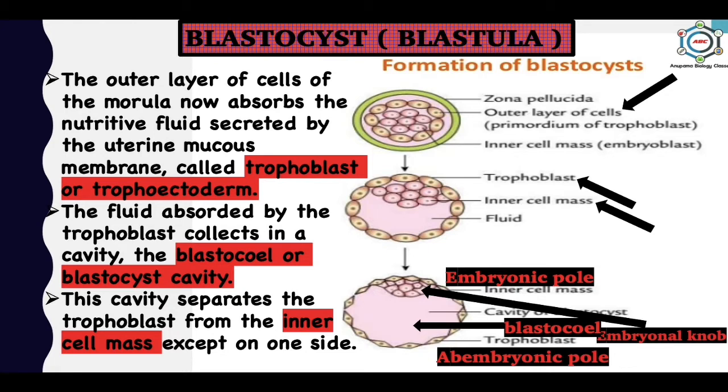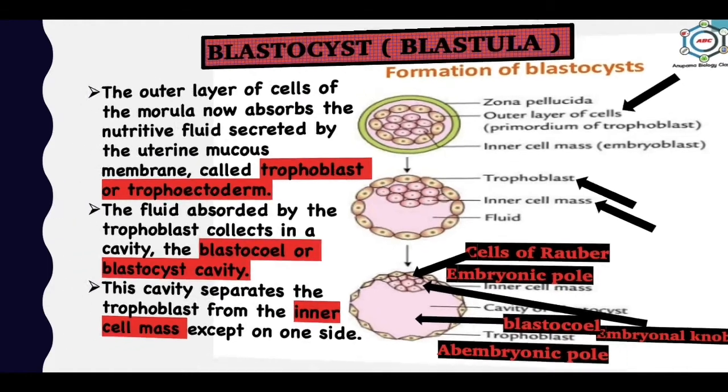Now, the trophoblast gives rise to the extraembryonic membranes, that is chorion and amnion, for the protection and nourishment of the embryo, and the trophoblast cells which connect with the embryonal knob are called cells of Rauber. After the formation of the blastocyst, the zona pellucida disappears slightly. So this is the blastula.